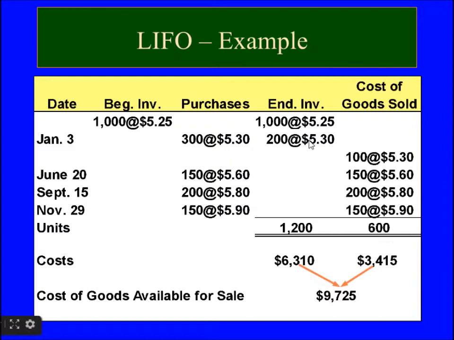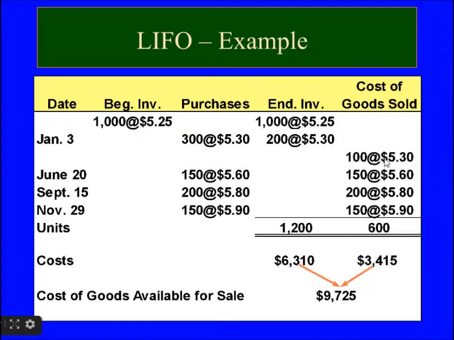Since we have to calculate for 600 units which were sold, 150 will use the cost of 5.90, then 200 at 5.80, and 150 at 5.60. Then 200 plus 150 plus 150 is 500 units, and another 100 is left. Another 100 will be taken from January 3rd purchases, which cost us 5.30 per unit. So 100 at 5.30 per unit.